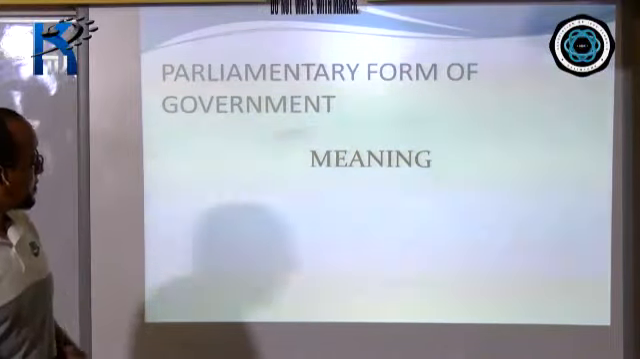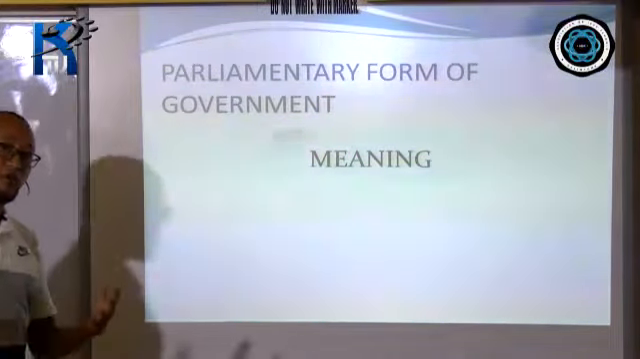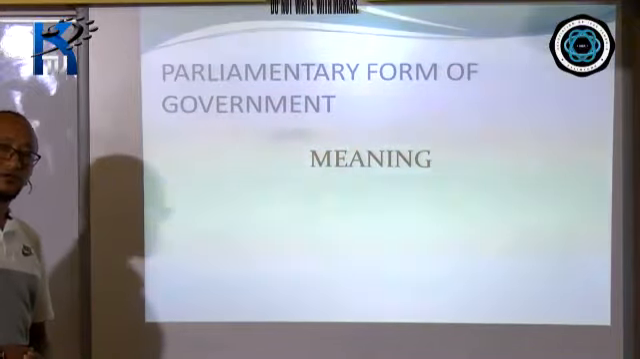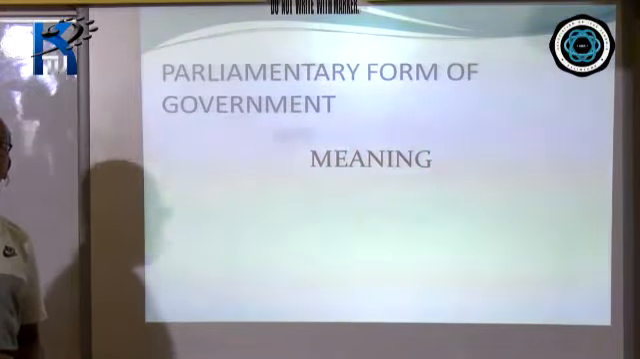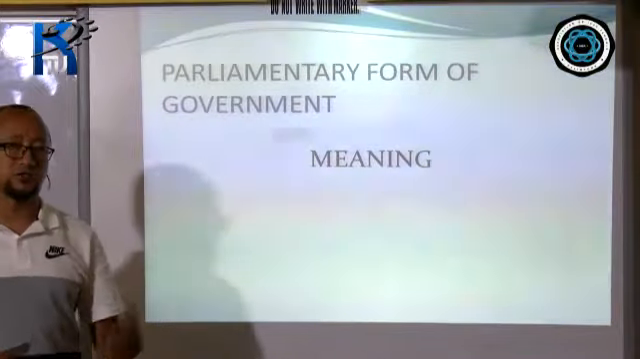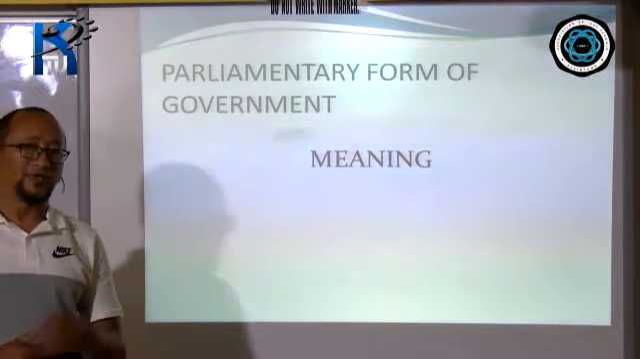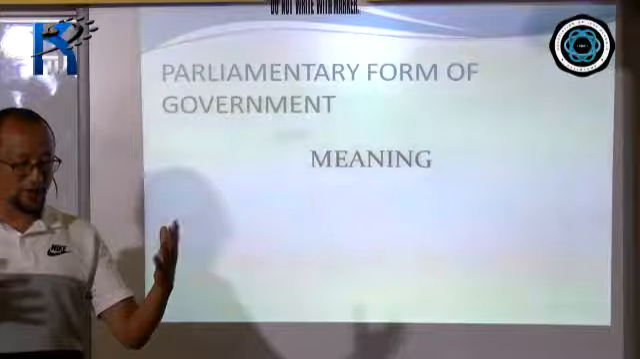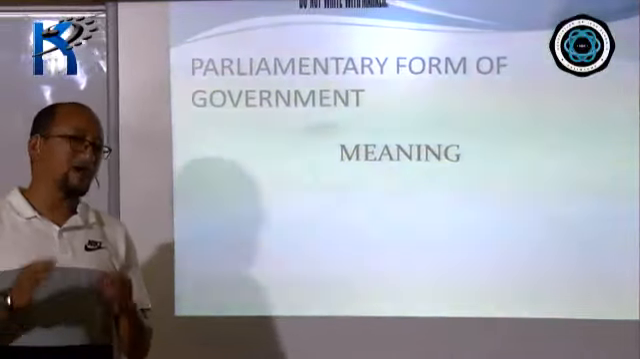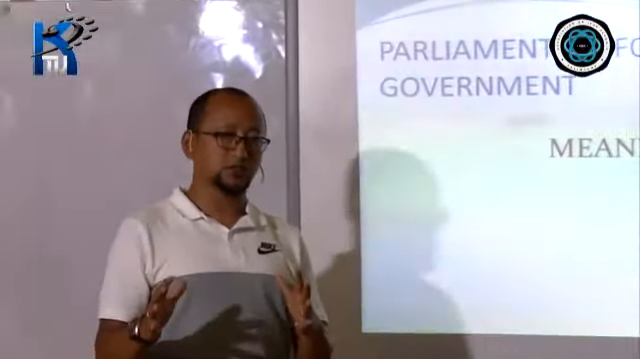And another thing, in a parliamentary form of government, very important, which you have to take into account is this. There's a very close relationship between the executive and the legislature. Right? Executive and the legislature. I'm going to explain to you all in detail every aspect of this right now. So this is the parliamentary form of government.